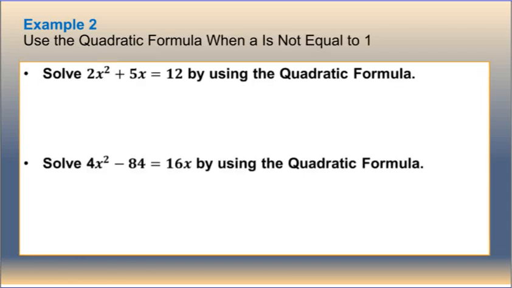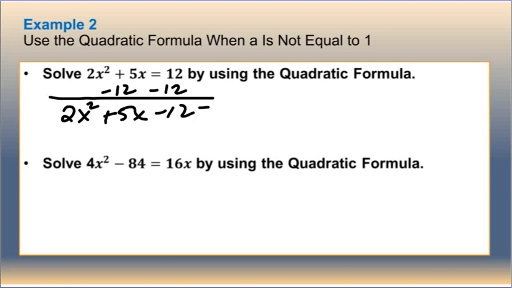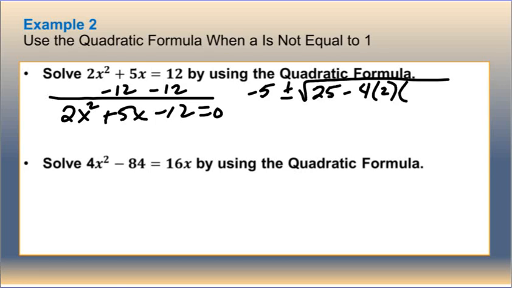Example 2, solve these using the quadratic formula when a is not equal to 1. We're still going to do everything the same thing. Subtract 12 on both sides, put in standard form. So we have 2x squared plus 5x minus 12 equaling 0. Opposite of b, which would be negative 5 plus or minus the square root of 5 squared, which is 25, minus 4 times my a, which is 2, times my c, which is negative 12. Divide all that by 2 times a, which is 2.